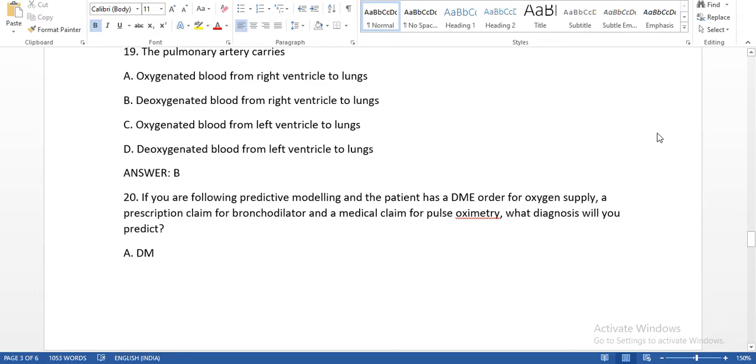Question number 19. The pulmonary arteries carry... So among these four, our answer is B. Among all body arteries, the only artery which carries deoxygenated blood is the pulmonary artery, which carries deoxygenated blood from the right ventricle to the lungs, which is the exception for arteries' function. Usually arteries carry oxygenated blood, but the pulmonary artery carries deoxygenated blood, which is the one exception in the human body. So our answer is B.